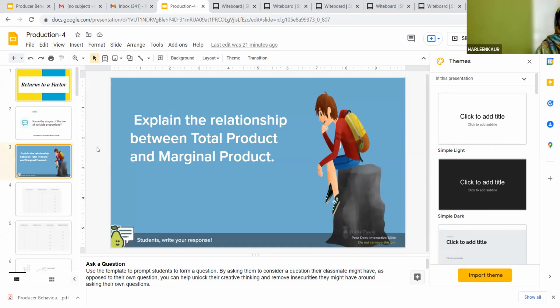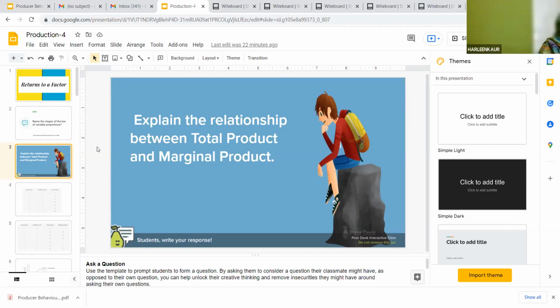Explain the relationship between total product and the marginal product. Ma'am, in phase one, in the starting, both total product and marginal product are increasing. Then in phase two, total product slowly starts to diminish and MP is equal, and then in phase 3 MP is negative and total product continues to decrease. No, it is not like that. Did you revise the topic which we had discussed in the last class? Yes, ma'am.